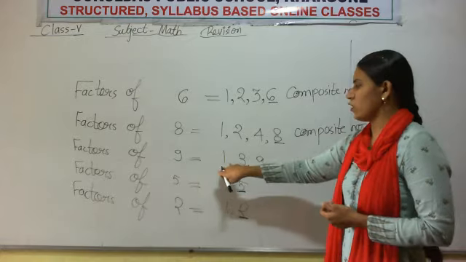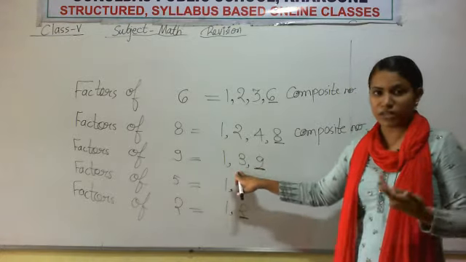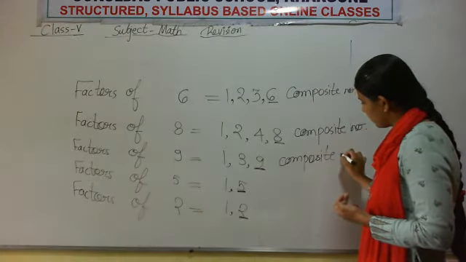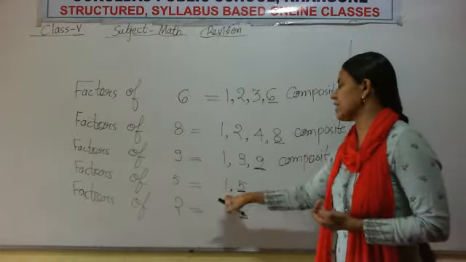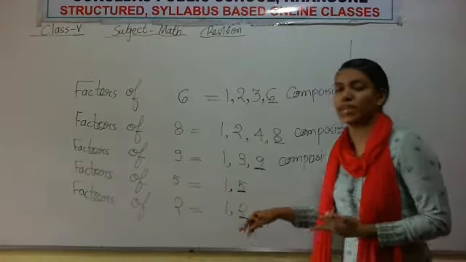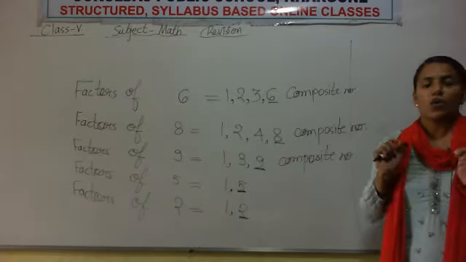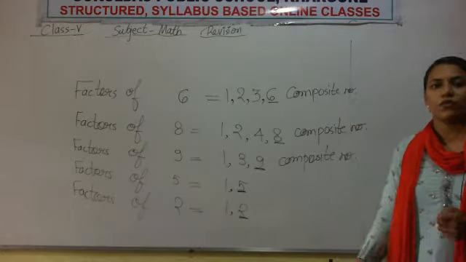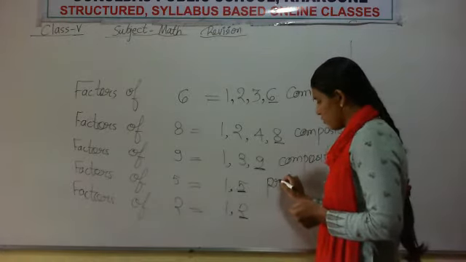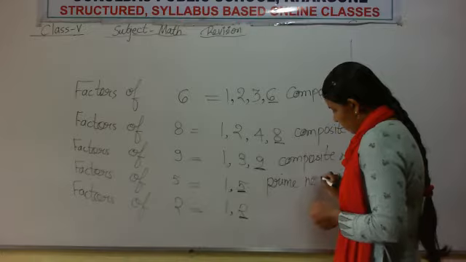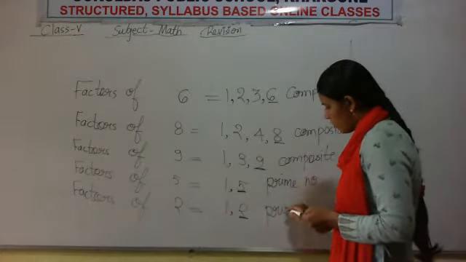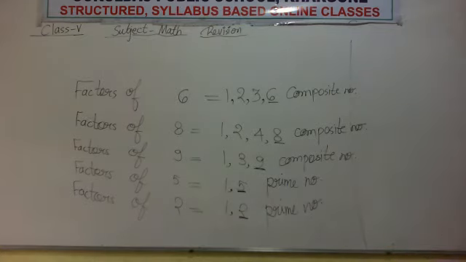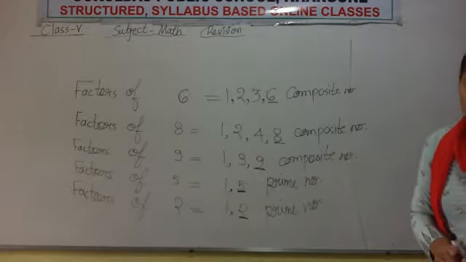The number 9 also has 1, 3, and 9, which means more than two factors, so it is also a composite number. Number 5 has only two factors. Number 2 has only two factors. Those numbers which have only two factors, that is 1 and itself, are known as prime numbers. It is a prime number. 2 is also a prime number. Okay, so these were the prime and composite numbers.